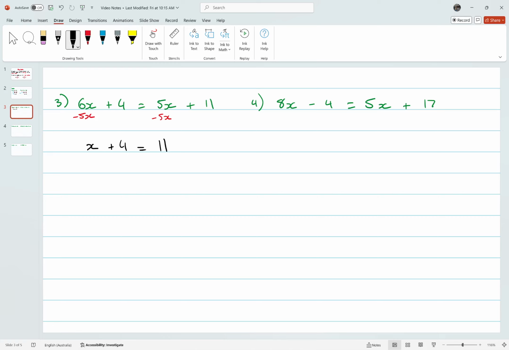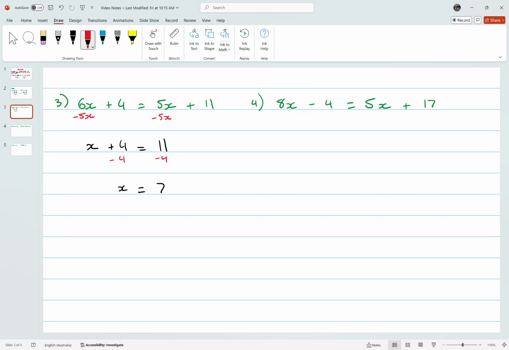So I've taken that 5x to one side, and now we have x by itself, which is on one side. So now we just got to take over this 4 to the other side. The way that we do that, we have plus 4, so we're going to minus 4, minus 4. We'll get x equals 7, and there's our solution.